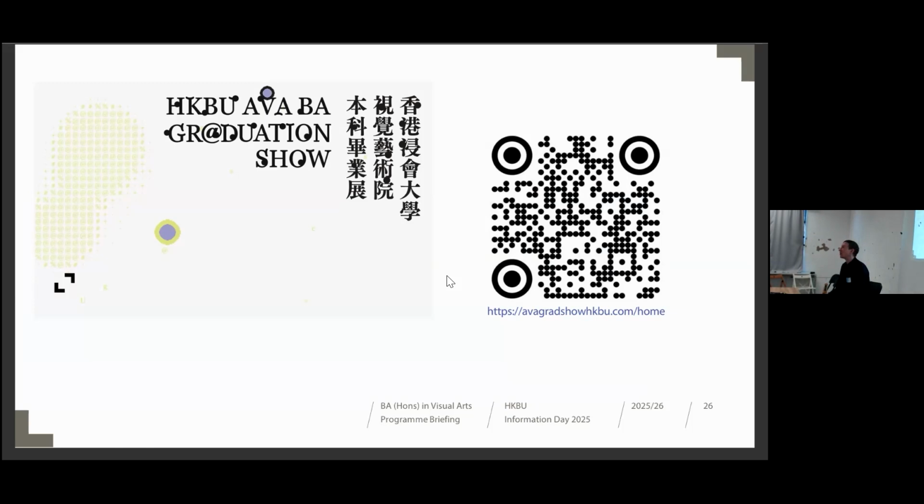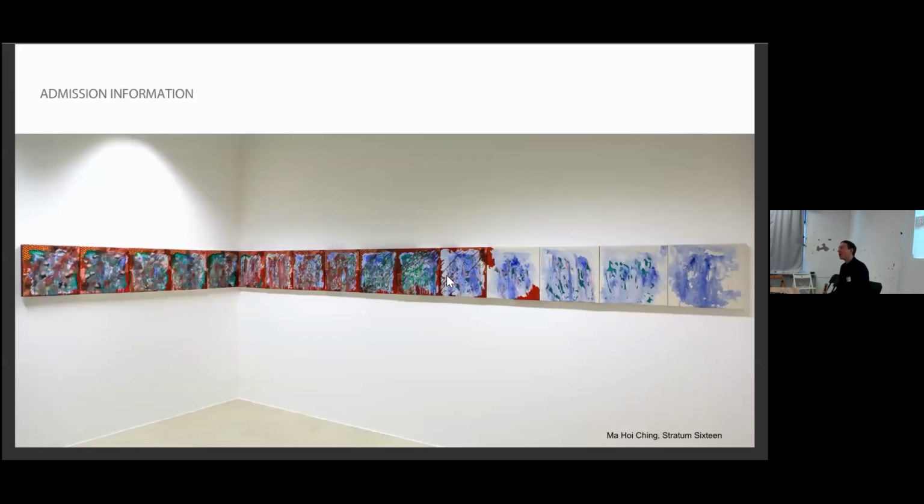So this is the QR code for the website of last year's grad show, where you will see many more examples, as I said, over 130 of the possible outcomes from our program.